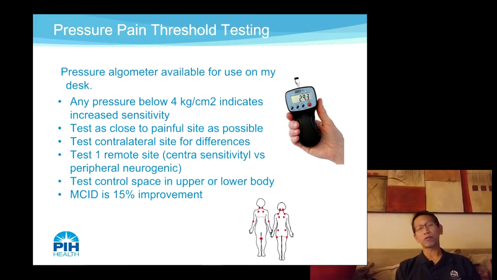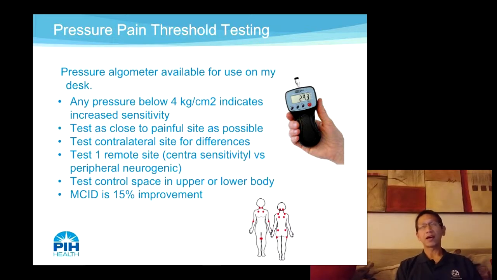So what I do is I look for a remote site. I ask the patient to tell me, hey, does your left leg hurt? And what about your shin? And I'll do this before, and I'll do it after an intervention, an exercise, or an activity. And if their pressure algometer scores are increasing, that means they're becoming less sensitive to the activities that they're doing.